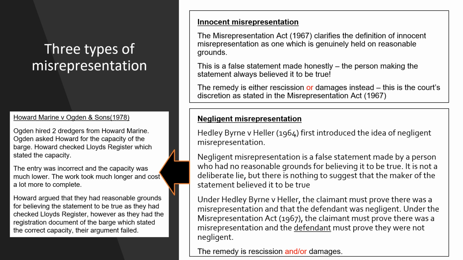Now Howard argued that they had reasonable grounds because they said, look, we checked the Lloyd's Register. However, unfortunately, they had the actual registration document for the barge in their office, which they didn't bother to check. So they just randomly checked Lloyd's Register and didn't check the proper registration document in the office, which they could have. So it was innocent in the sense that they weren't lying, but it was negligent because they should have done the job properly and checked the proper document rather than quickly checking the Lloyd's Register. So it was held to be a negligent misrepresentation.